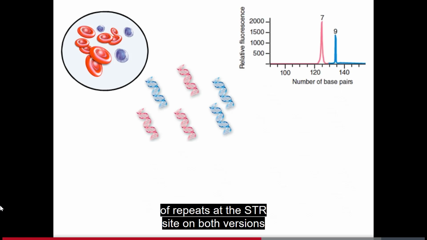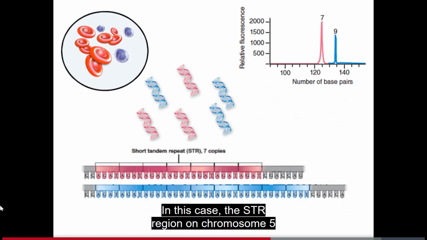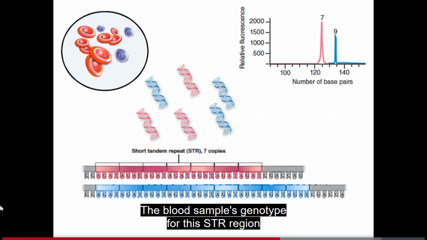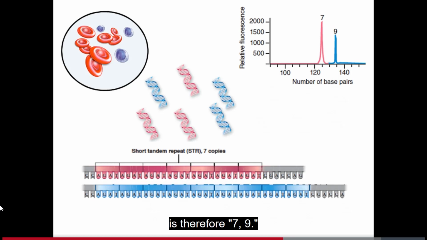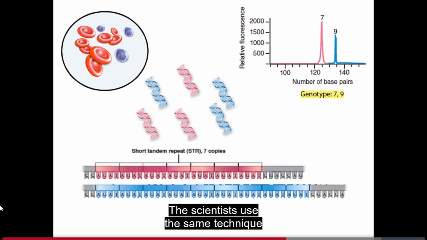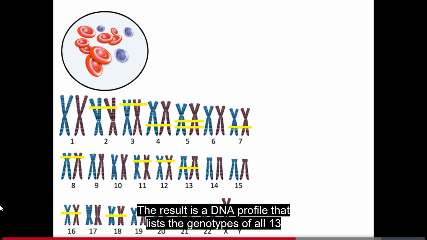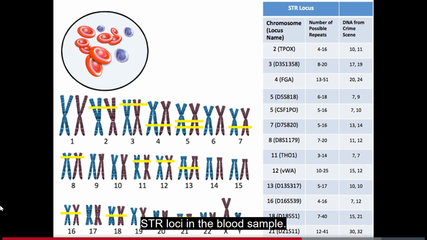A technician determines the number of repeats at the STR site on both versions of the chromosome. In this case, the STR region on chromosome 5 has 7 repeats on one chromosome and 9 repeats on the other. The blood sample's genotype for this STR region is therefore 7-9. The scientists use the same technique to count the number of repeats at all of the STR sites. The result is a DNA profile that lists the genotypes of all 13 STR loci in the blood sample.